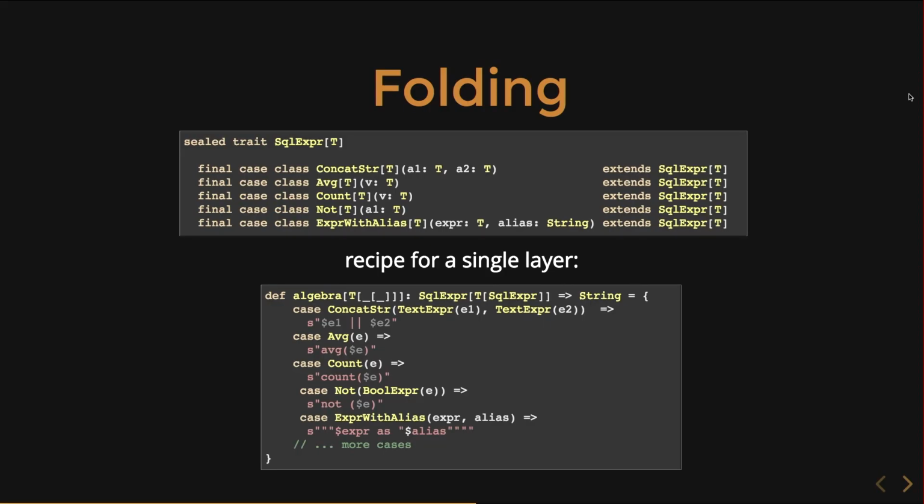And in recursion schemes, this kind of recipe is called an algebra. This simple version is called an algebra. So algebra is simply a function from a node to a string, in this case, to a T.